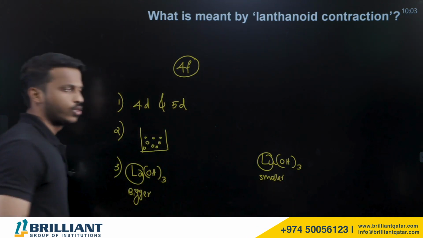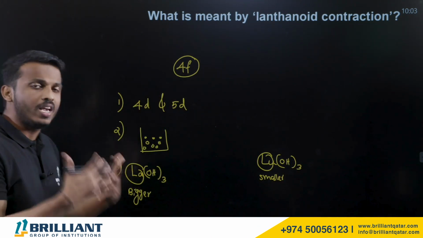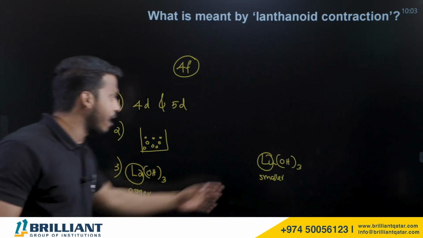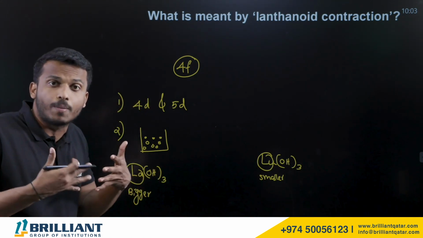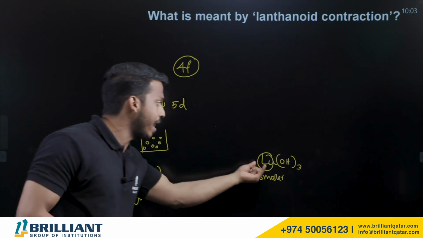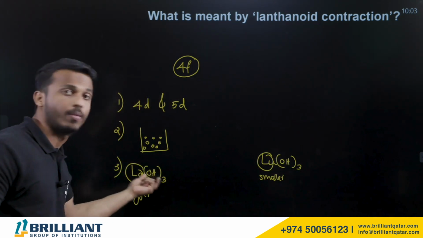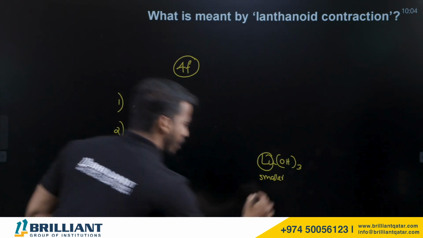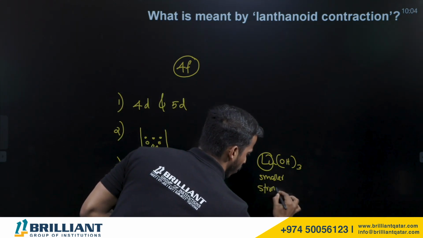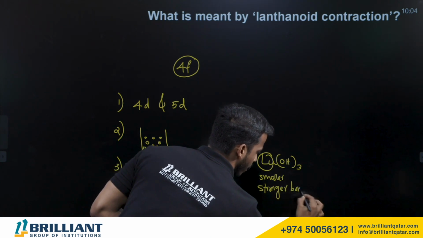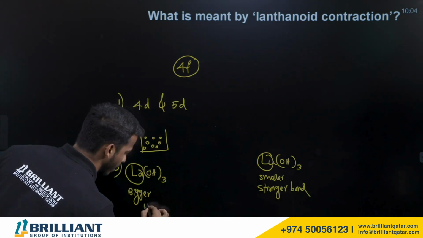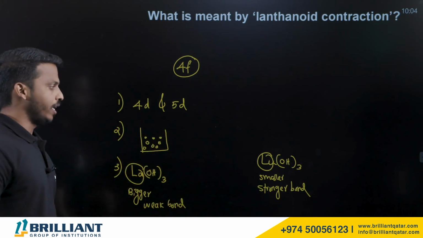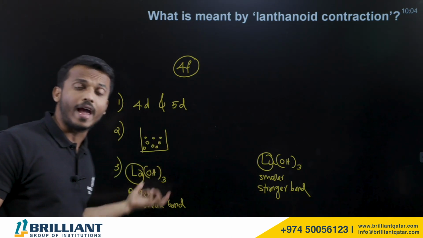All right. So which bond is stronger? Lanthanum is a bigger element and lutetium is a smaller element. So where is the bonding stronger, dear all, between lutetium OH or lanthanum OH? If the cation is smaller, the bonding is stronger. So here is the stronger bond, and here we have a weaker bond, right? Here stronger bond and here weaker bond.